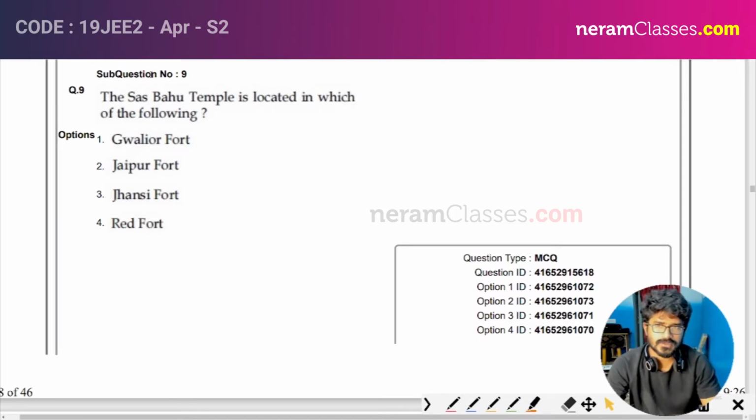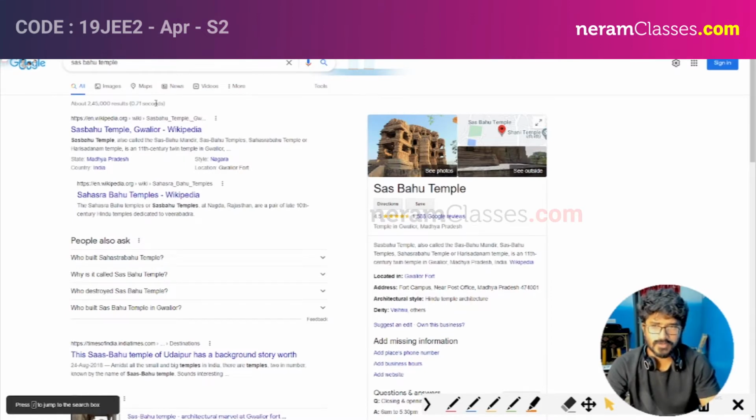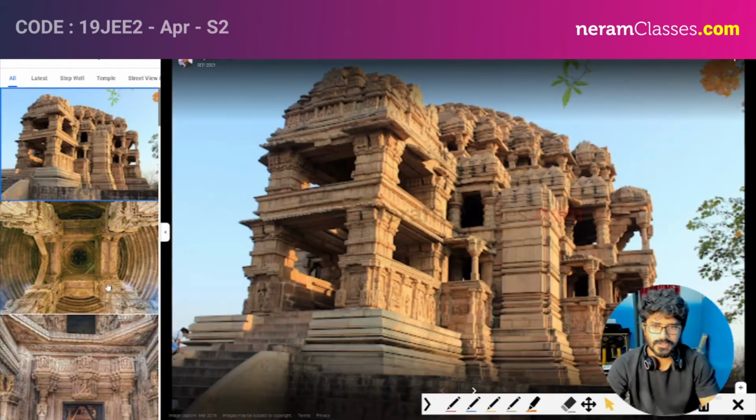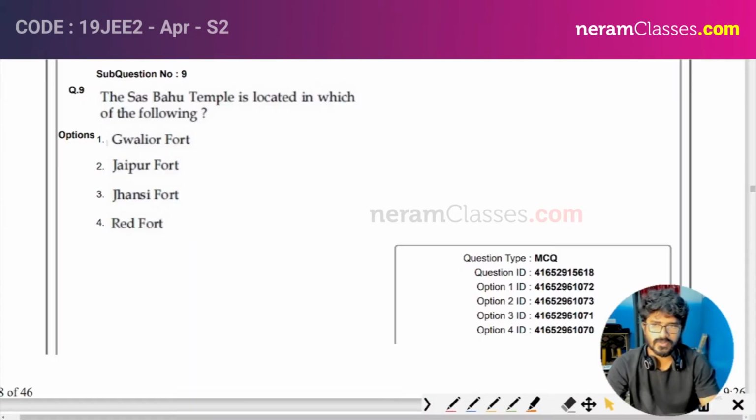Question number 9: Sas Bahu temple is located in which of the following? Gwalior Fort, Jaipur Fort, Jhansi Fort and Red Fort? So the Sas Bahu temple is located in Gwalior Fort. So these are the pictures of the temple. This is how it looks. So it is located in Gwalior. So the answer for this question is option 1, Gwalior Fort.